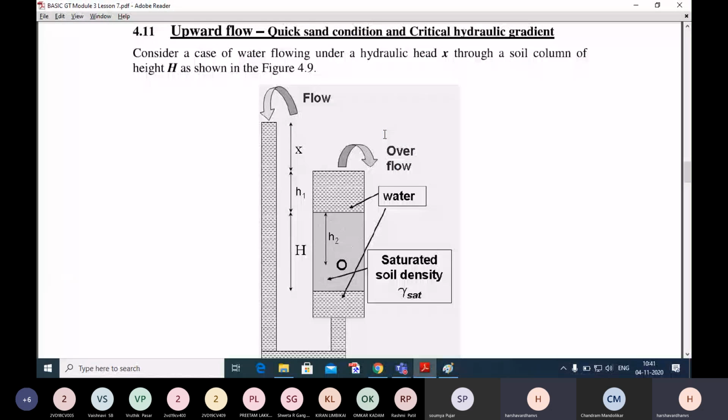Okay. So next, we'll go to the next topic, that is quicksand condition.